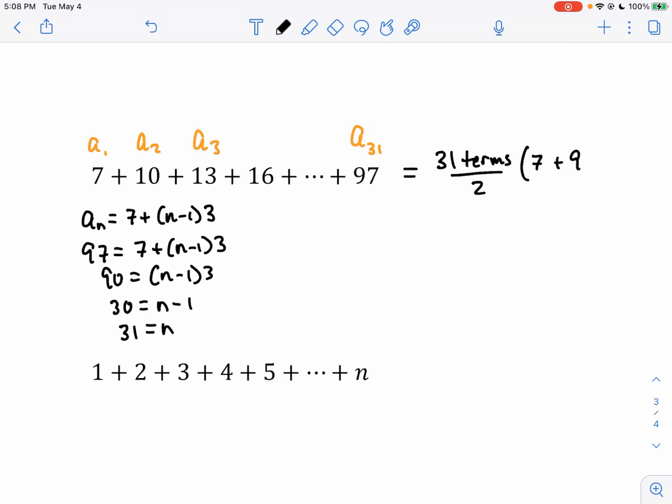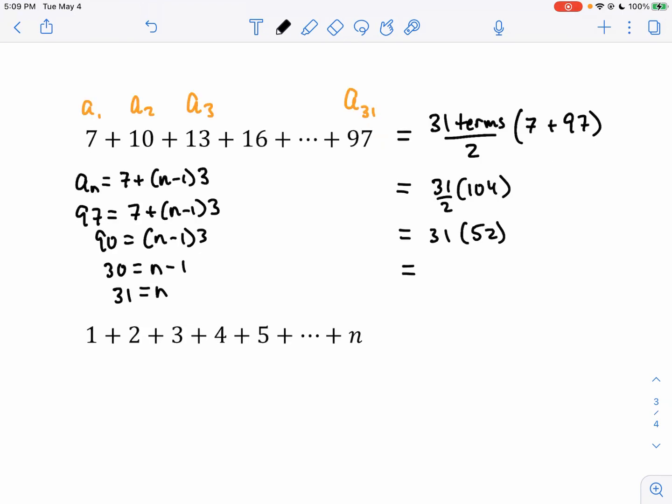And add the first and last. So we do the first plus the last. And I didn't even have to know all the terms that were present right here. All we had to know is how many terms there were and what the first one and the last one is, and that's it. And so 97 plus 7 is 104. So we get 31 halves times 104. And we're going to get 31 times 52. So I'm going to divide the 104 by 2 first. 31 times 52 is 1612. So this will be the sum of these 31 terms.